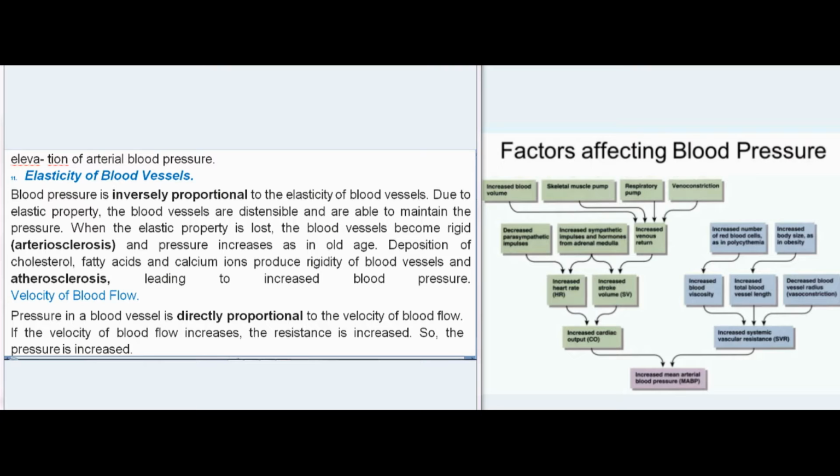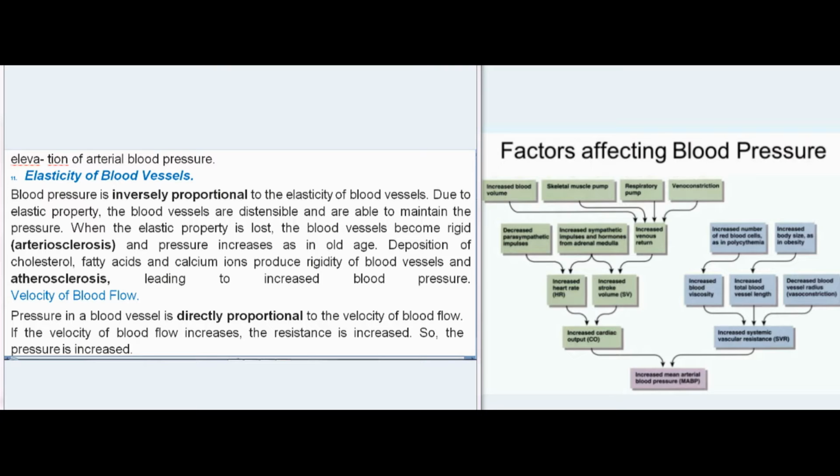Elasticity of blood vessels. Blood pressure is inversely proportional to the elasticity of blood vessels. Due to elastic property, the blood vessels are distensible and are able to maintain the pressure. When the elastic property is lost, the blood vessels become rigid, arteriosclerosis, and pressure increases as in old age. Deposition of cholesterol, fatty acids, and calcium ions produce rigidity of blood vessels and atherosclerosis, leading to increased blood pressure.